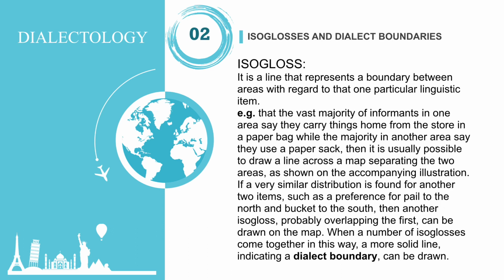Then it is usually possible to draw a line across a map separating the two areas, as shown on the accompanying illustration. If a very similar distribution is found for another two items, such as a preference for pail to the north and bucket to the south, then another isogloss, probably overlapping the first, can be drawn on the map. When a number of isoglosses come together in this way, a more solid line indicating a dialect boundary can be drawn.